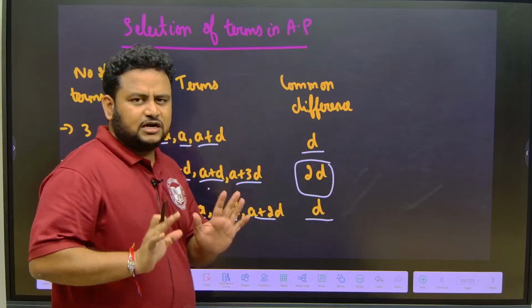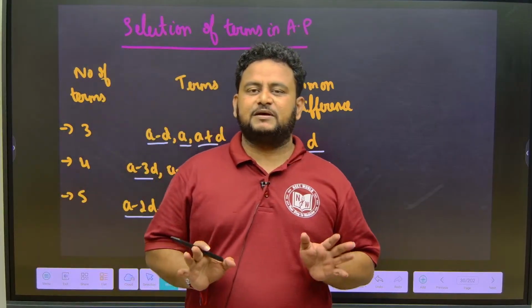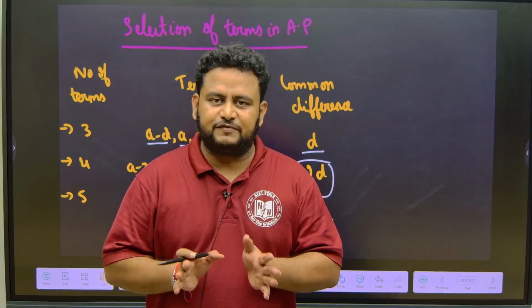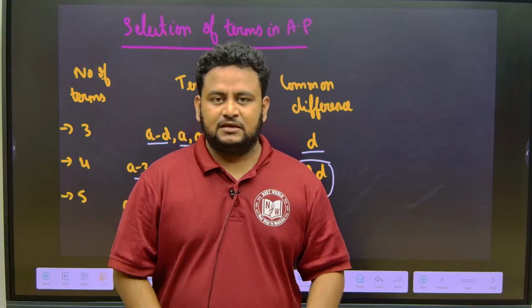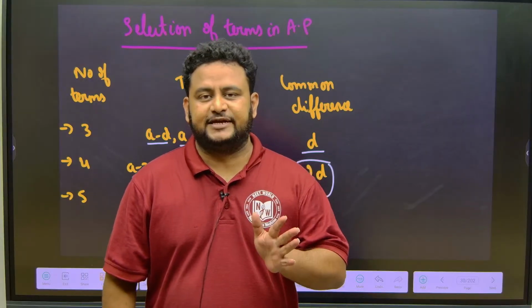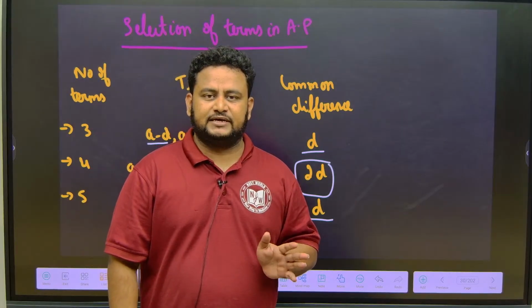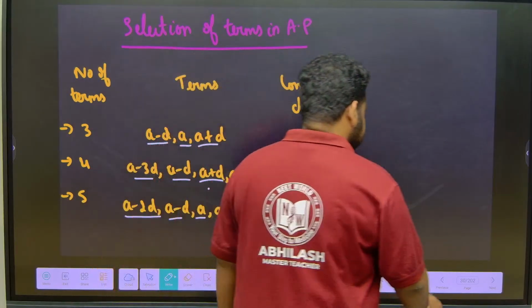If it is an odd number of terms, start with a. If it is an even number of terms, start with a plus d or a minus d, not a problem. But when it comes to common difference, for an odd number of terms it is d. If it is an even number of terms, it is 2d. Got it? It is 2d. If it is an even number of terms, you have to take it as 2d. Clear? Fine. So based on this, let us see some questions.